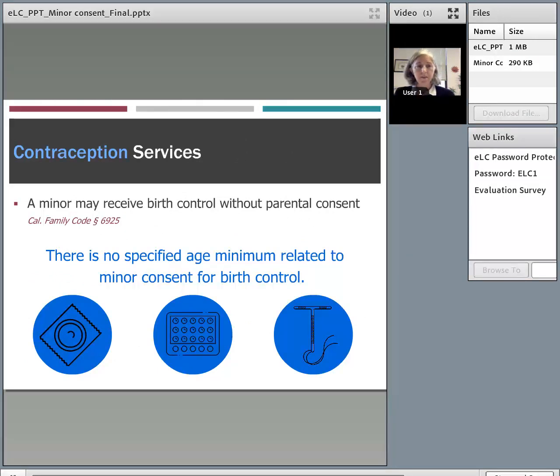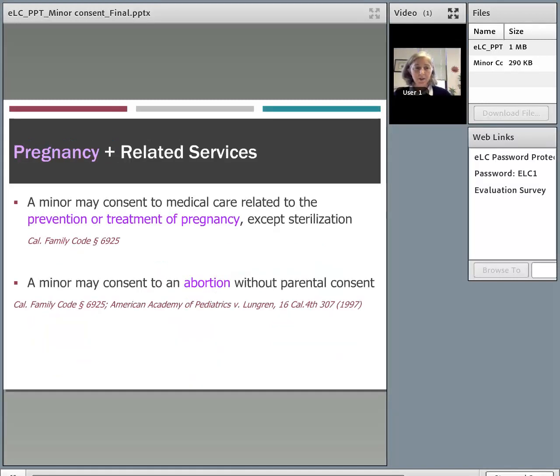Contraception services: a minor may receive any kind of pregnancy-related care on their own without parental consent, and this is one of the few statutes that has no minimum age requirement. So minors of any age may consent, and this includes contraception, prenatal care, birth, postnatal care, and abortion. And abortion is additionally protected by our state constitution, which is why we've listed it separately.